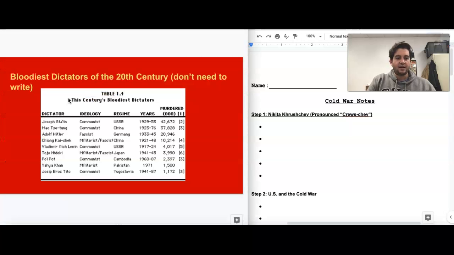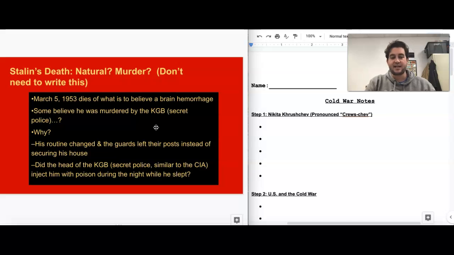On the second slide here, we just have a little list of the bloodiest dictators of the 20th century. So this is nothing you need to write down, but definitely something you should take a look at. You'll notice here that Joseph Stalin, who we have been talking about the last few days, sits alone at the top of this list, which definitely isn't a list you want to be in first place on, as he is responsible for the death and the murder of 42.6 million Russian citizens while he was in power.